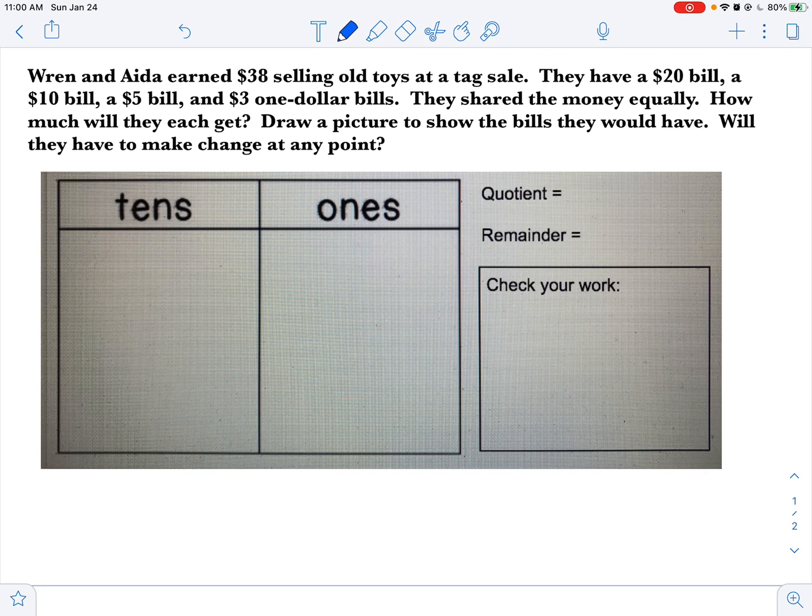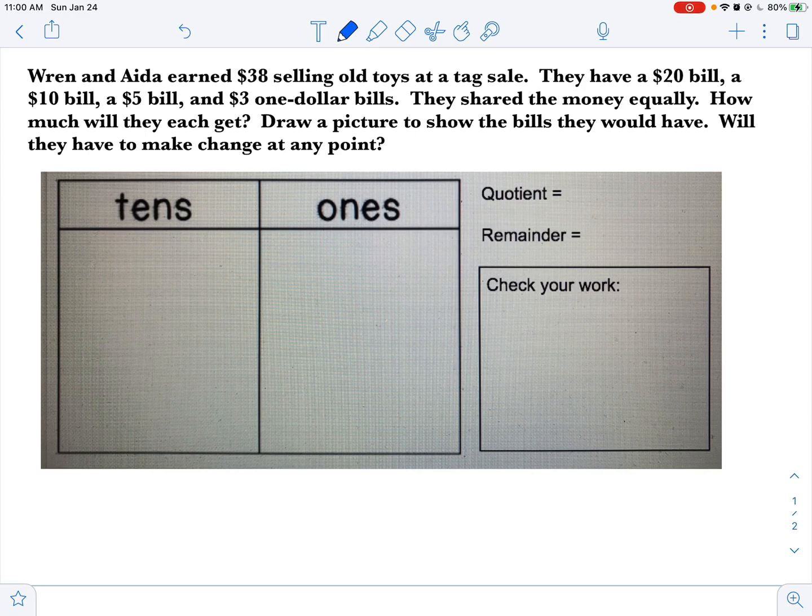We've got Ren and Ada in our word problem this time. Ren and Ada earned $38 selling old toys at a tag sale. They have a $20 bill, a $10 bill, a $5 bill, and 3 $1 bills. They shared the money equally. How much will they each get? Draw a picture to show the bills they would have. Will they have to make change at any point?